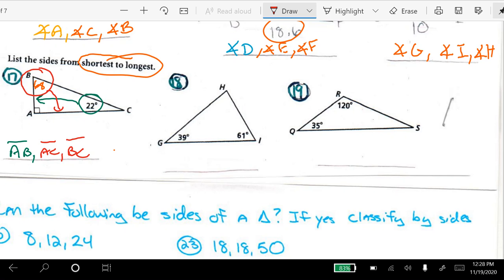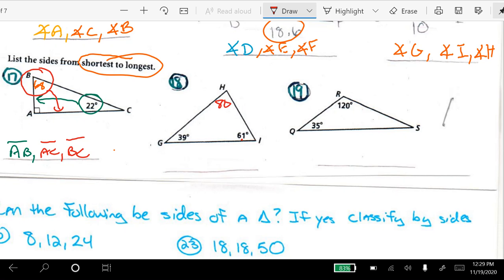For number 18, again, I would find the missing angle first. You don't want to just use these two and think you know what's going on. Do 180, subtract the 61, subtract the 39: 180 minus 61 and minus 39. It's going to be 80.